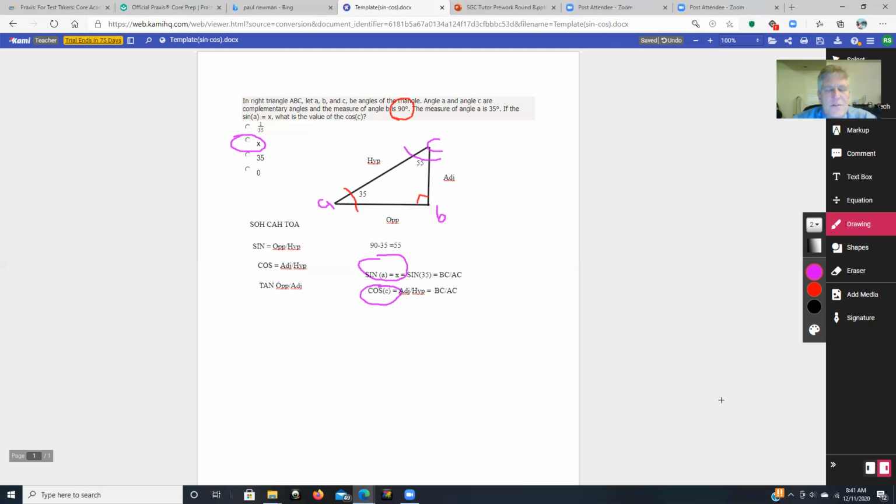The point of this exercise is that the sine of an angle is equal to the cosine of its complement. We'll be doing more of these problems, but I just want to get you introduced to this.